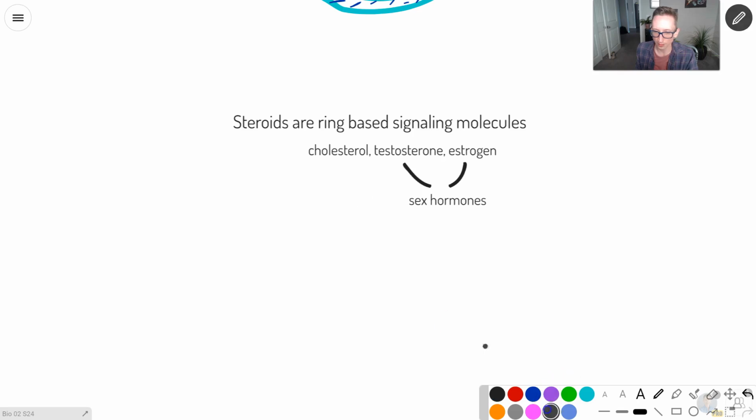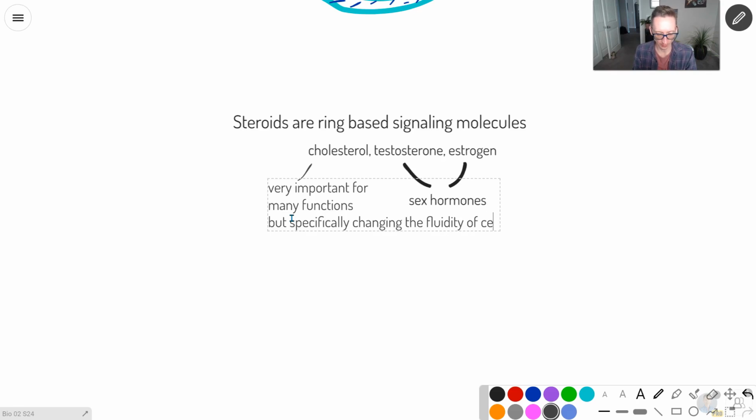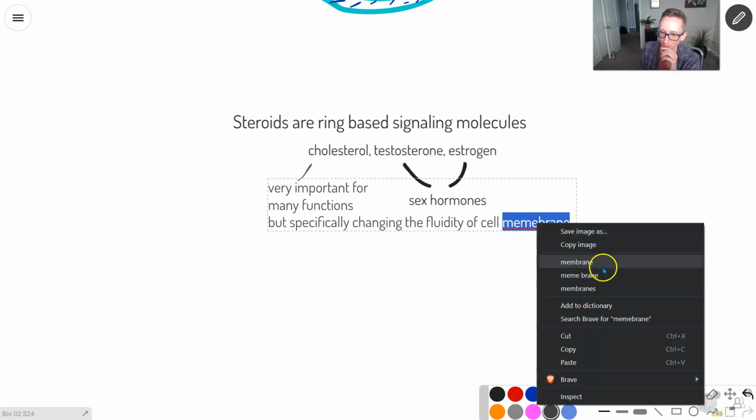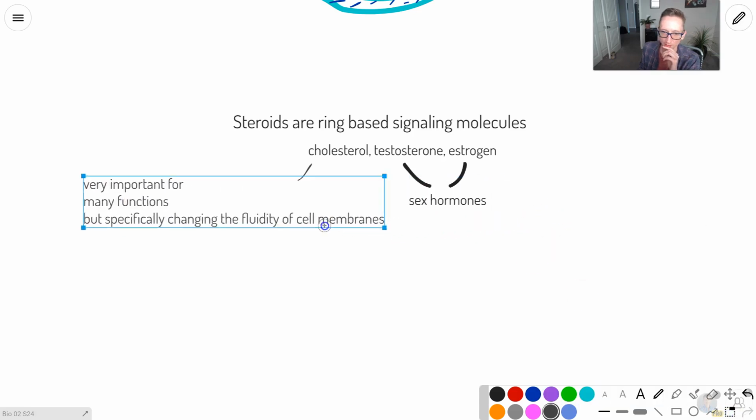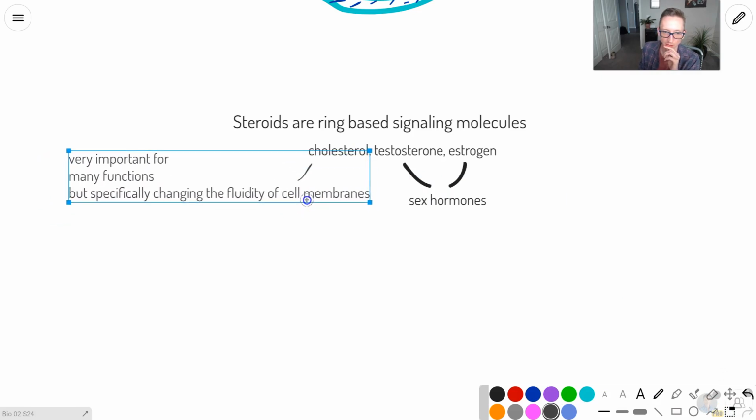And cholesterol has a lot of different functions, but is actually also very important in our membrane. Very important for many functions, but specifically for changing the fluidity of cell membranes. So they can make cell membranes themselves either more or less fluid. Cell membranes. Pretty cool.